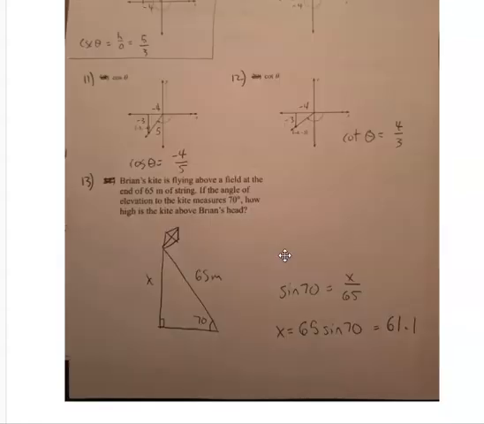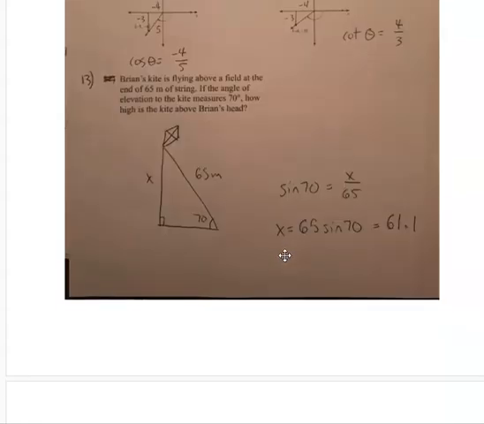Okay, number 13 is an angle of elevation question. This picture is my picture of what this is saying. So Brian's kite is flying above a field. Here's the kite at the end of a 65-meter string. So that is a diagonal string. Okay, when you fly a kite, it's not perfectly vertical or perfectly horizontal. It's diagonal. So this is like the hypotenuse, essentially. If the angle of elevation to the kite measures 70 degrees, like you're here, here's 70 degrees, how high is the kite above Brian's head?